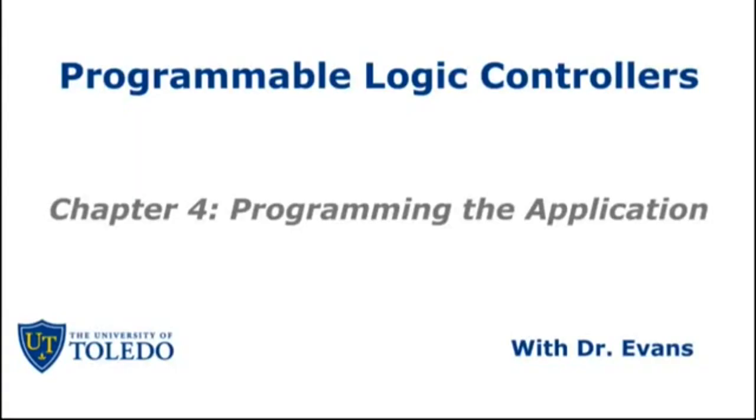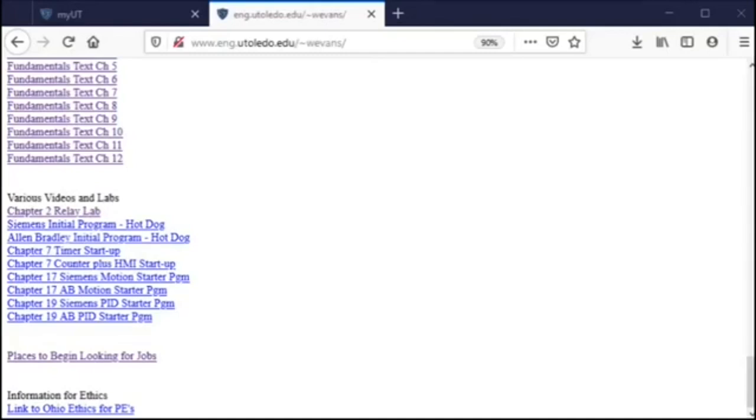Hello, we're going to start chapter four at the point of looking at the videos. If you look at the videos at the bottom of my website, there's a Siemens initial program called Hot Dog, and there's an Allen Bradley initial program called Hot Dog. In both of these cases, I go through and show how the programming is developed. And so we're talking about chapter four.